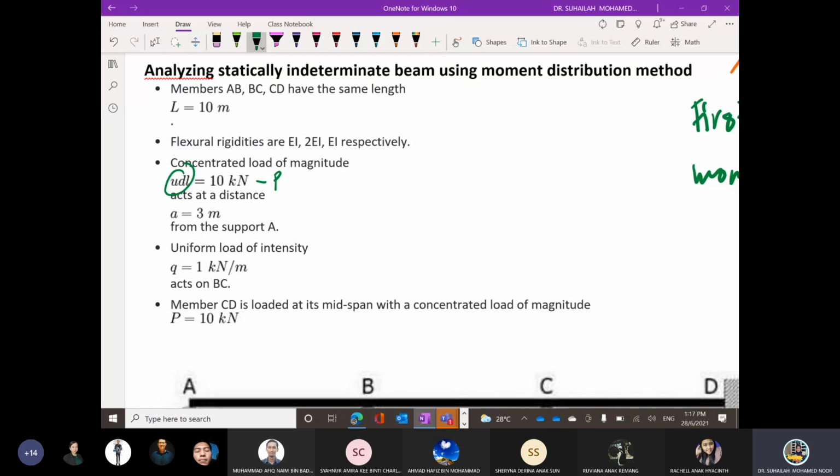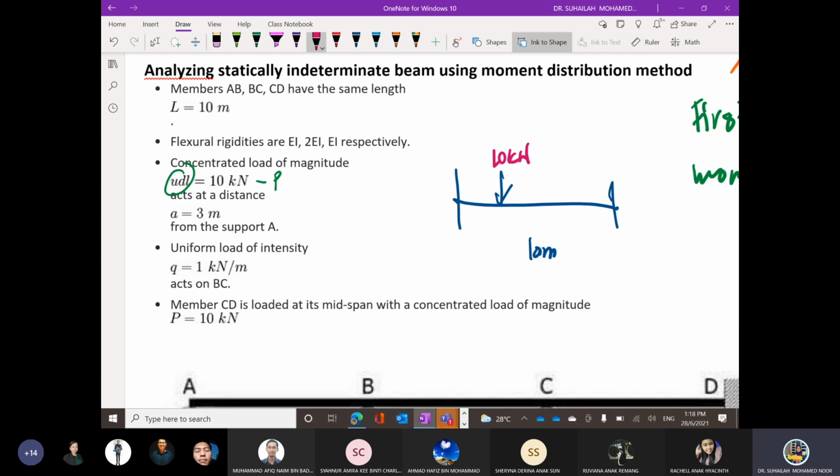Acting at a distance. Total length is 10 meter. So this P is applied not at the center, but 3 meter from the first support. So this is P, 10 kilonewton.